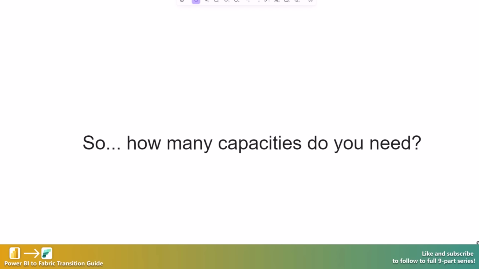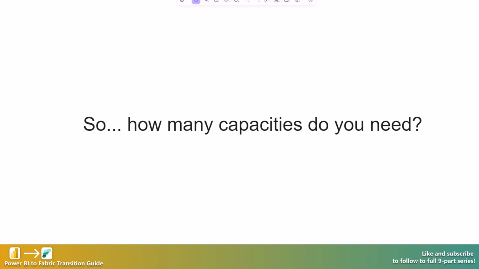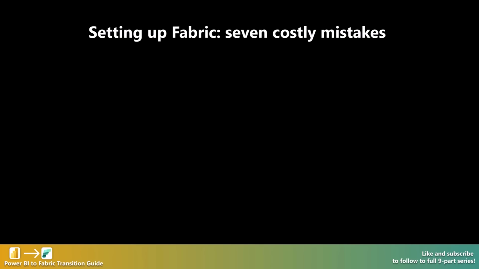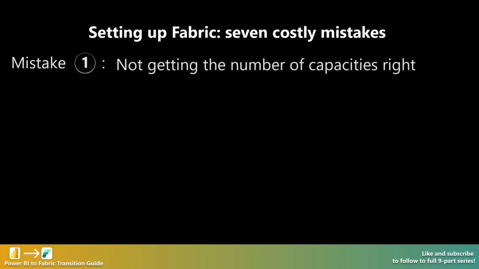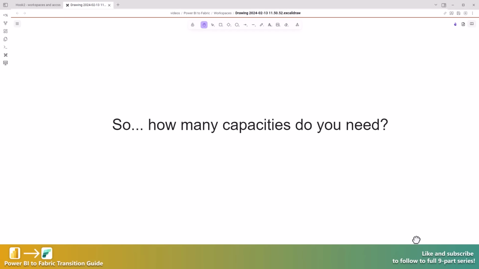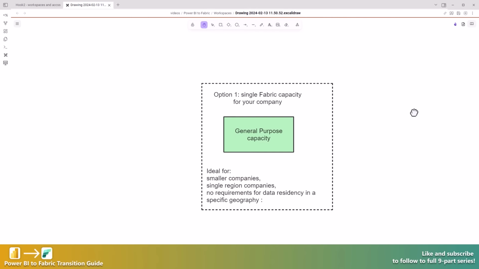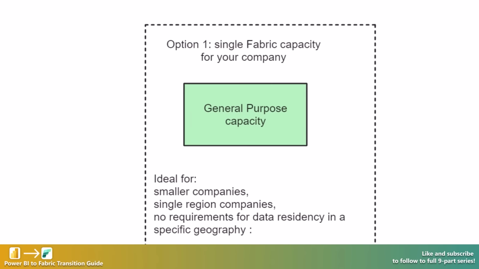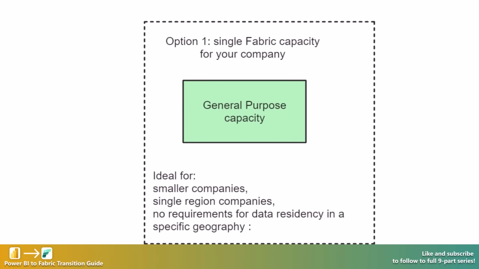But how many capacities will you need as an organization? This is one of the first big decisions that you're going to make when entering the world of Fabric. And it's where a lot of companies make their first mistake, which is provisioning too many or too few capacities for their requirements. So how many capacities should you purchase? Well, in an ideal world, you'd only need 1 capacity, because that's much easier to manage. There's a lot less administration that needs to be done.